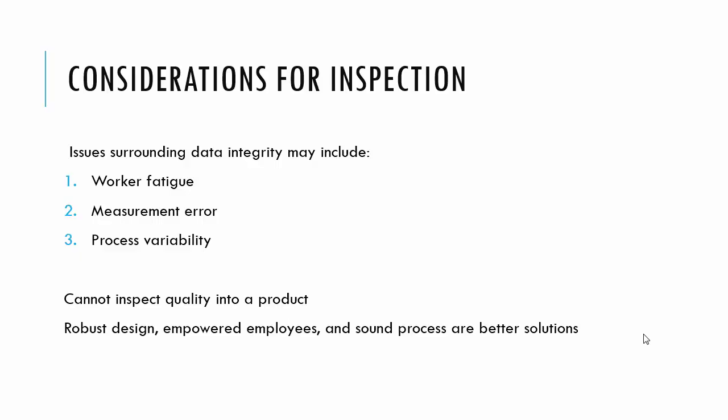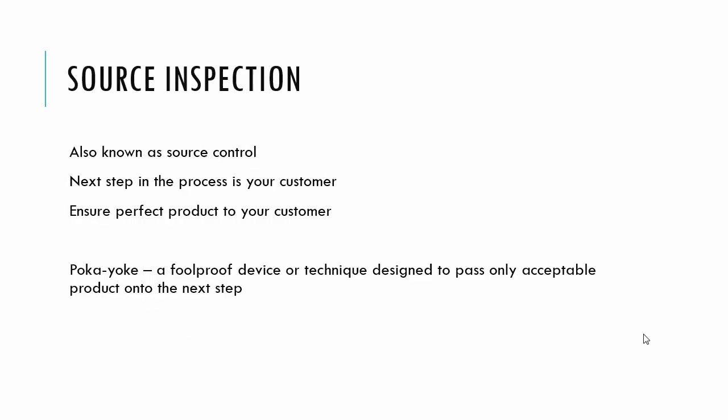And then we have process variability is another issue we should be aware of. Variability is inherent in every process. How much of the variability is normal or expected, we need to ask ourselves. We should also keep in mind that, again, you cannot inspect quality into a product. Instead, robust design, empowered employees, and sound processes are better solutions to maintaining quality.